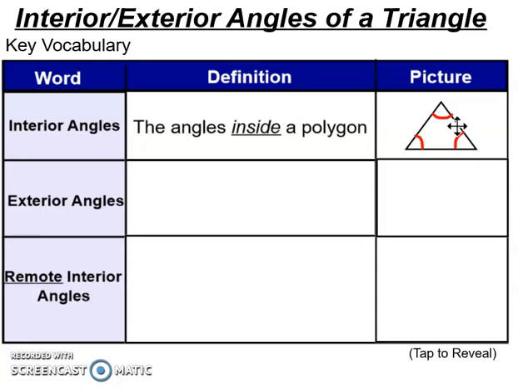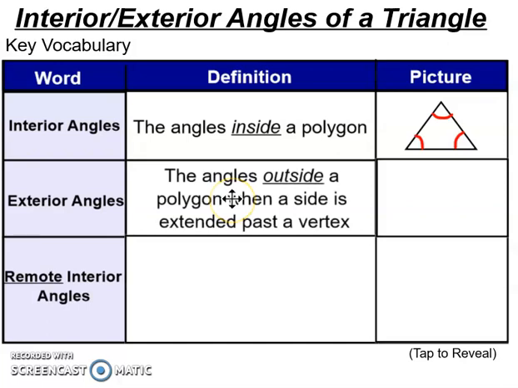If we're talking about exterior angles, well, exterior means outside. So it's going to be the angles outside a polygon when a side is extended past the vertex. And you're probably thinking, well, what do you mean extended past the vertex? So it would look something like this. Notice how we have a triangle, and it seems to have little branches coming off of it, where it's not just a triangle, it has extensions.